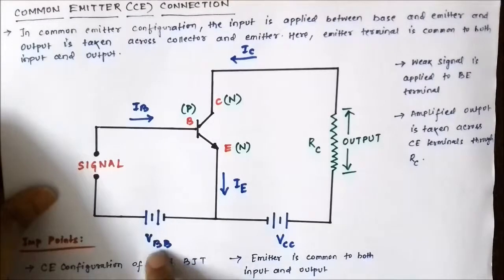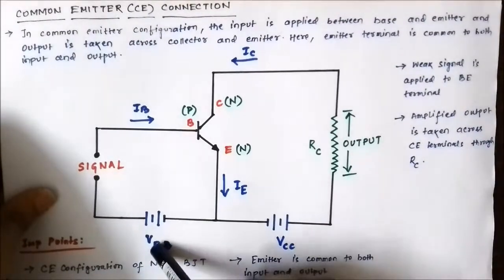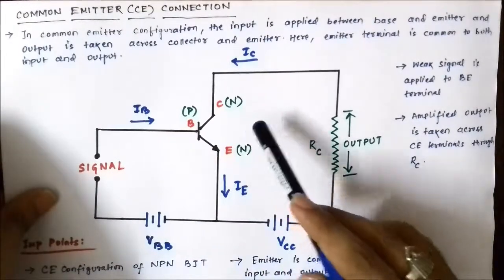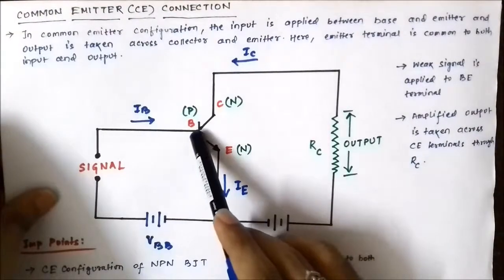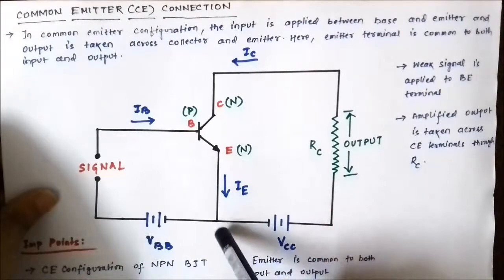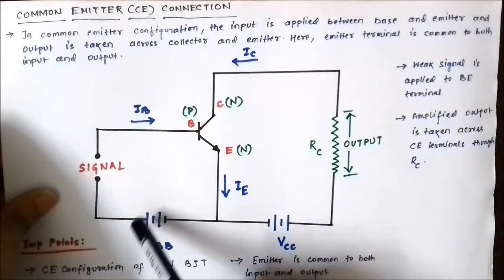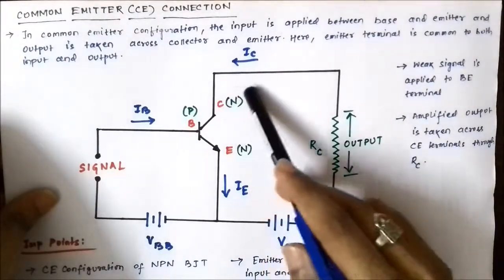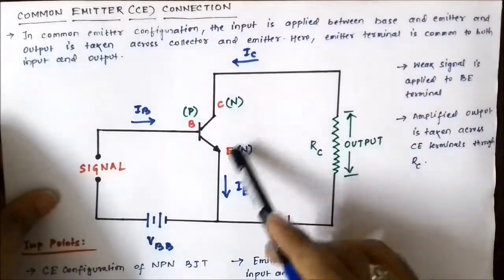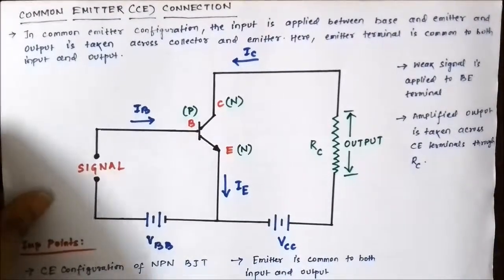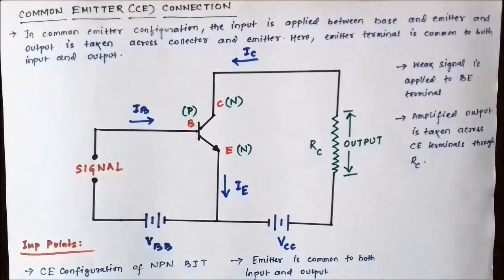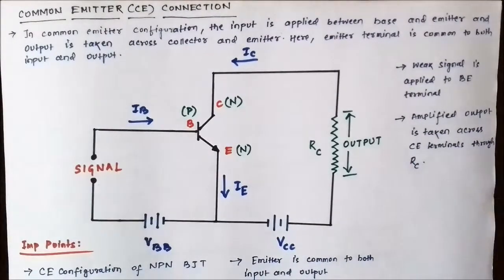Now these VBB and VCC are the biasing voltages. VBB makes the base emitter junction forward biased and VCC makes the collector emitter junction reverse biased. You know, this base is P type, it's connected to the positive end of the supply, and this emitter is N type, connected to the negative end of the supply, so it's forward biased. The output junction, this N type collector is connected to the positive end of the supply VCC, and the base is connected to the negative end, so it's reverse biased. Both ends connected to opposite ends of the supply means that's a reverse biased junction.